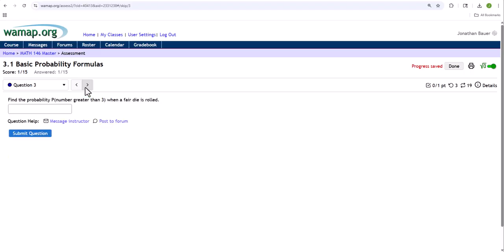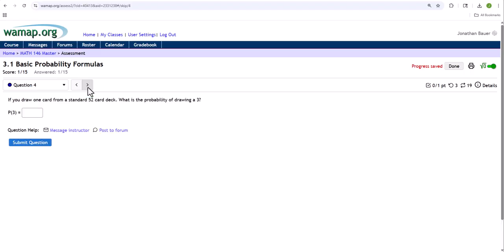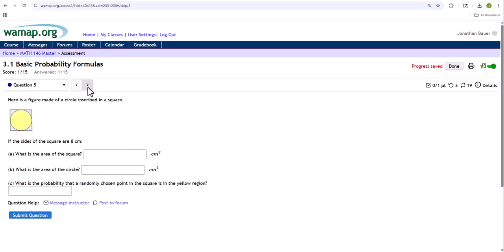Phew, got it. Okay, so we have some other probabilities here, and they have a little bit more background knowledge. This question here can be a little bit problematic. It involves a little bit of geometry. So the area of the square, you have to use the information given to find the area of the square, and then also the area of the circle. And then the probability that you get in this yellow region is the area of the circle divided by the area of the square.